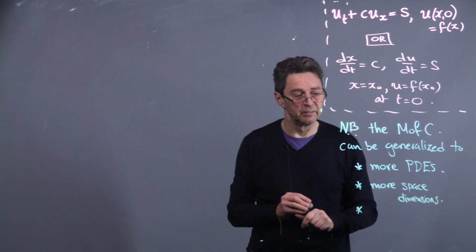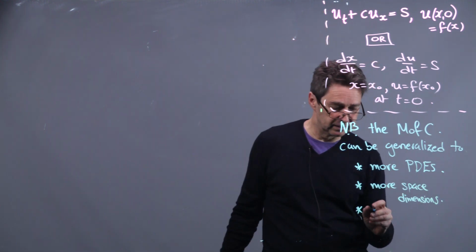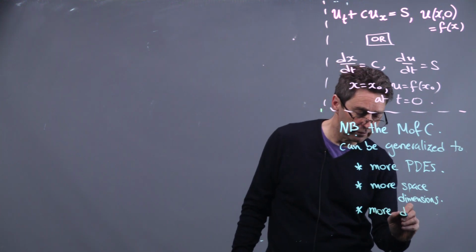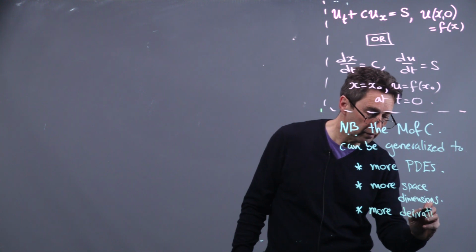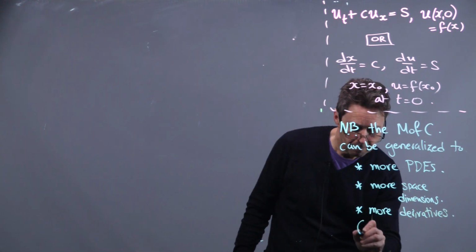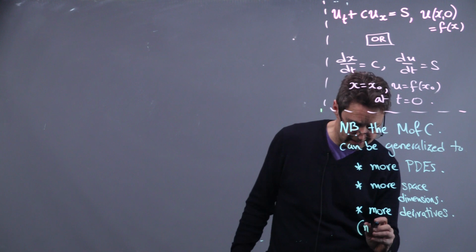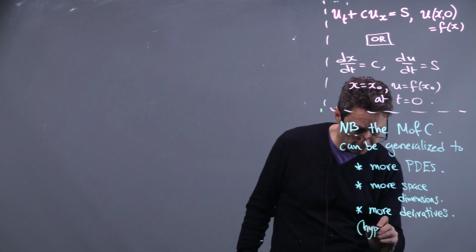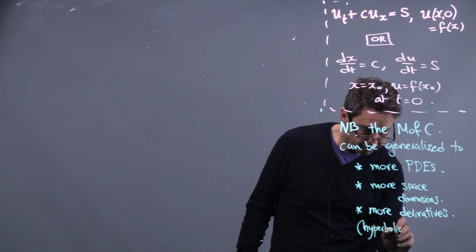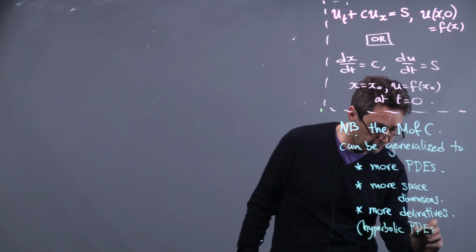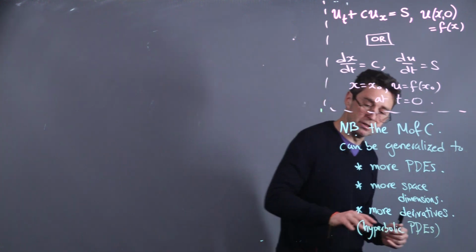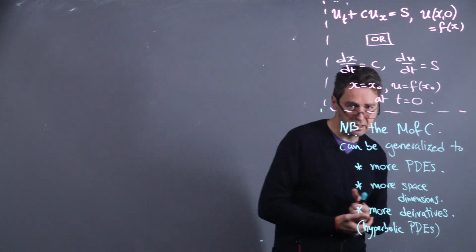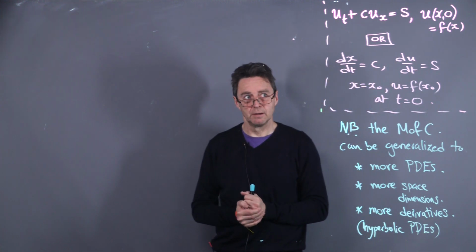And you can actually go yet further, and you can do this sort of thing for more derivatives too. The main thing is that you do it for hyperbolic PDEs. If you remember at the beginning of the course, we had a short discussion about classification. We talked about hyperbolic PDEs then. So that's really the setting for using the method of characteristics here.